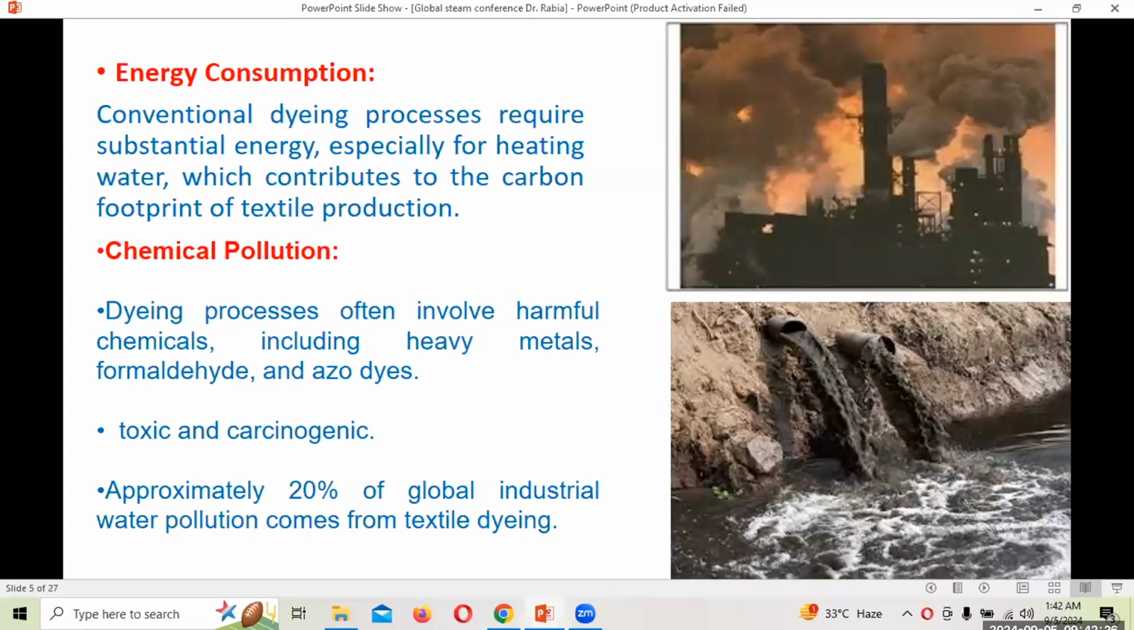You can see the wastewater from the textile industries includes a lot of toxic chemicals which we drink if not treated, and in Pakistan especially, and in underdeveloped countries, water with these toxic chemicals is drunk by many consumers. So we are drinking very toxic and carcinogenic water on a daily basis. Approximately 20% of global industrial water pollution comes from the textile sector.